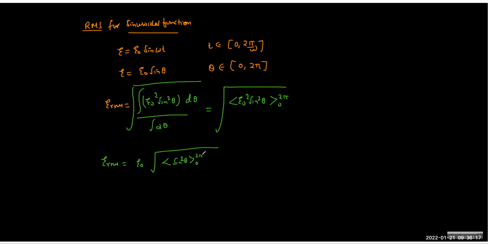Now what you are supposed to remember is that the average value of sine square theta or cos square theta, or any sinusoid, if you take the average from 0 to 2 pi, will always be 1 by 2. I'll just do it separately, because it's easy. So let's find the average. You know how to integrate. This is 1 minus cos 2 theta by 2.